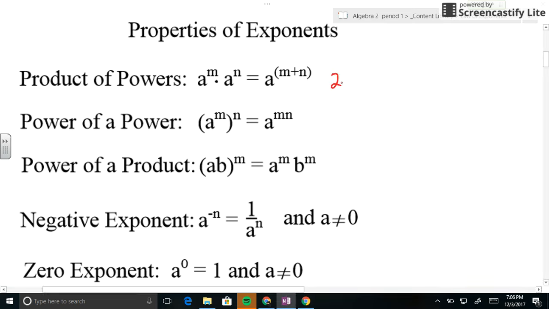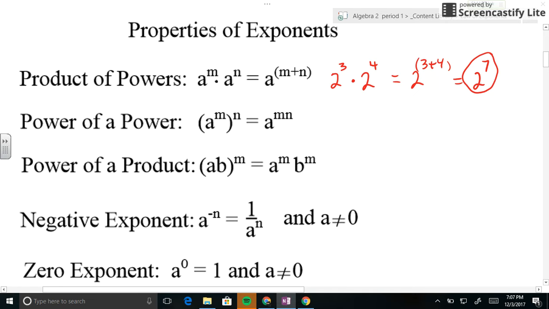So let's say a is 2 and m is 3, times a being 2 and n is 4. So the rule tells us all we have to do is keep the a the same and then add the exponents, 3 plus 4, and that would be 2 to the 7th power, and that would be our answer.